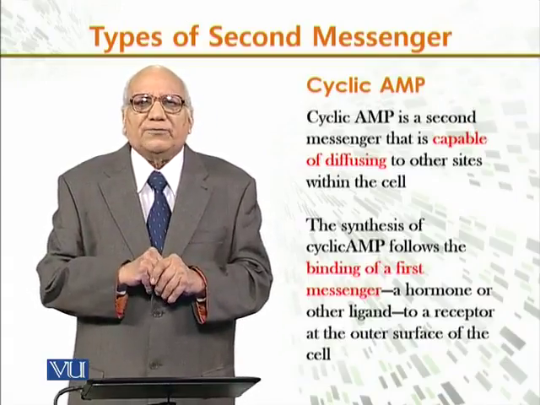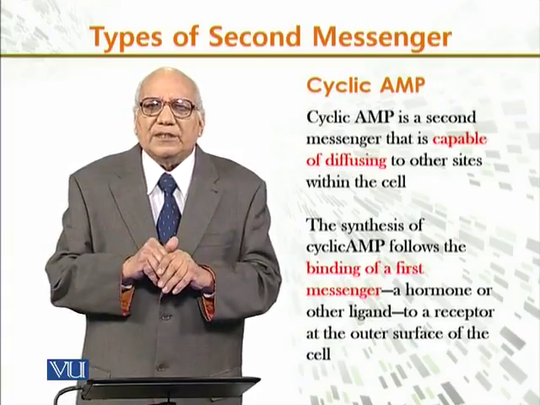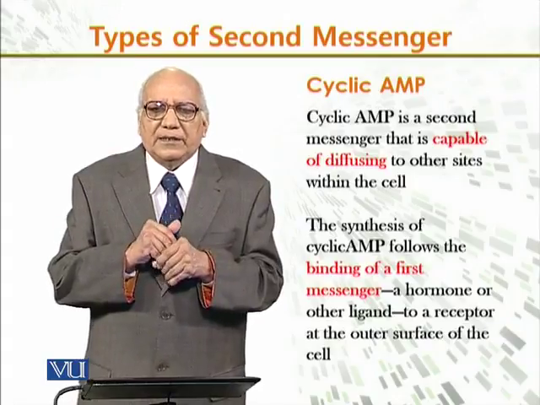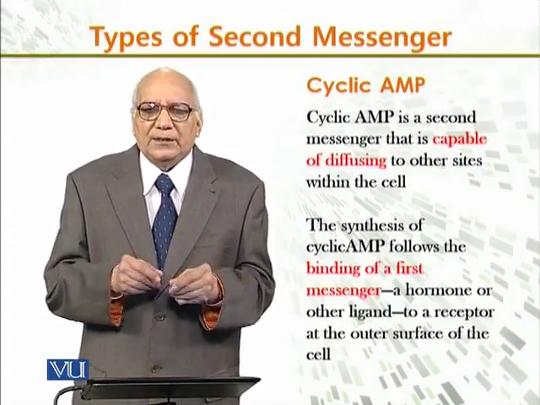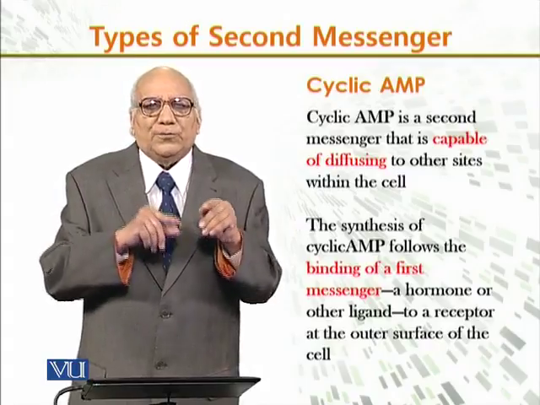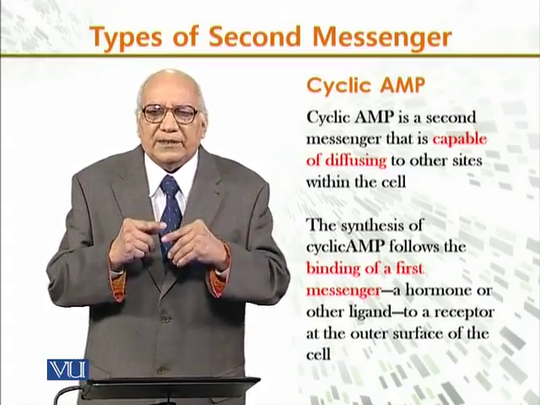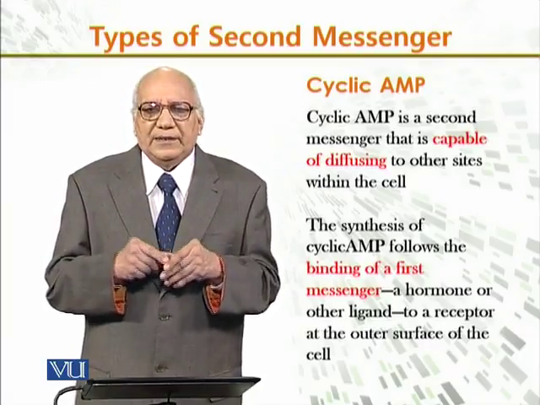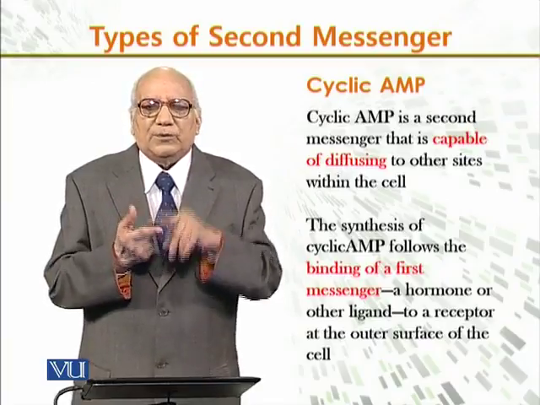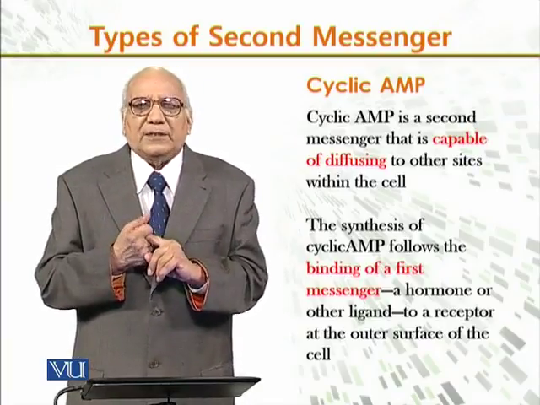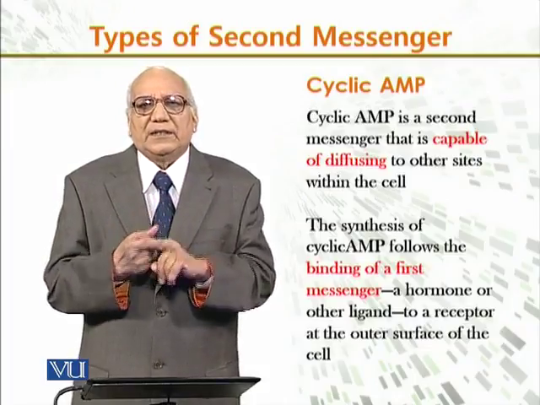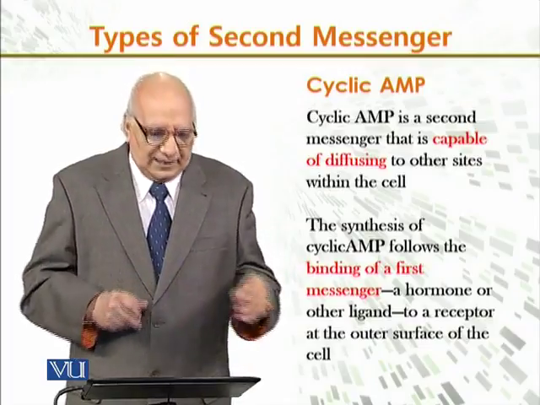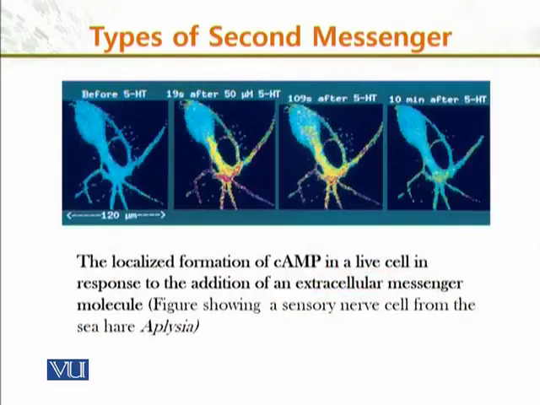It goes to the other part of the cell to carry out the message, to carry out the signal. Now, the synthesis of cyclic AMP follows the binding of the first messenger, a hormone or a ligand, to the receptor on the outer surface of the cell, and it carries out the message.